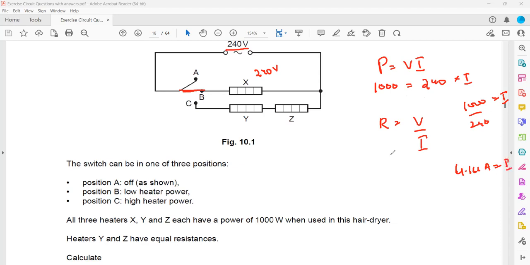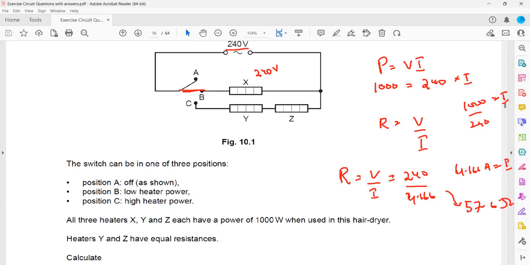Now we have the current, we need the resistance. Resistance is the ratio between voltage and current. Voltage is 240 and the current is 4.166. When we divide, we'll get the resistance. So 240 divided by 4.166 is 57.6. So the answer is 57.6, and the unit of resistance is ohm.